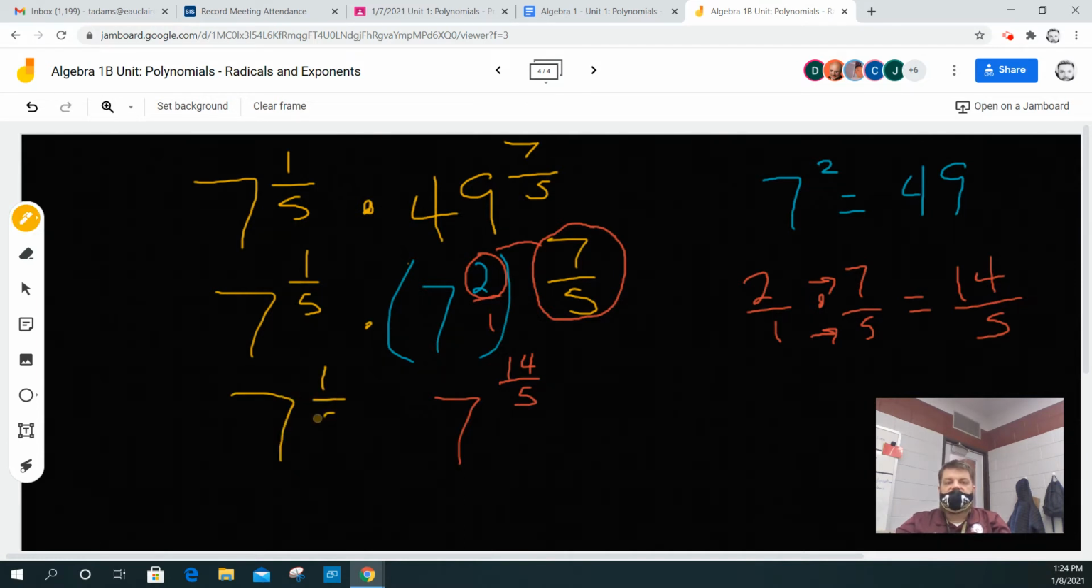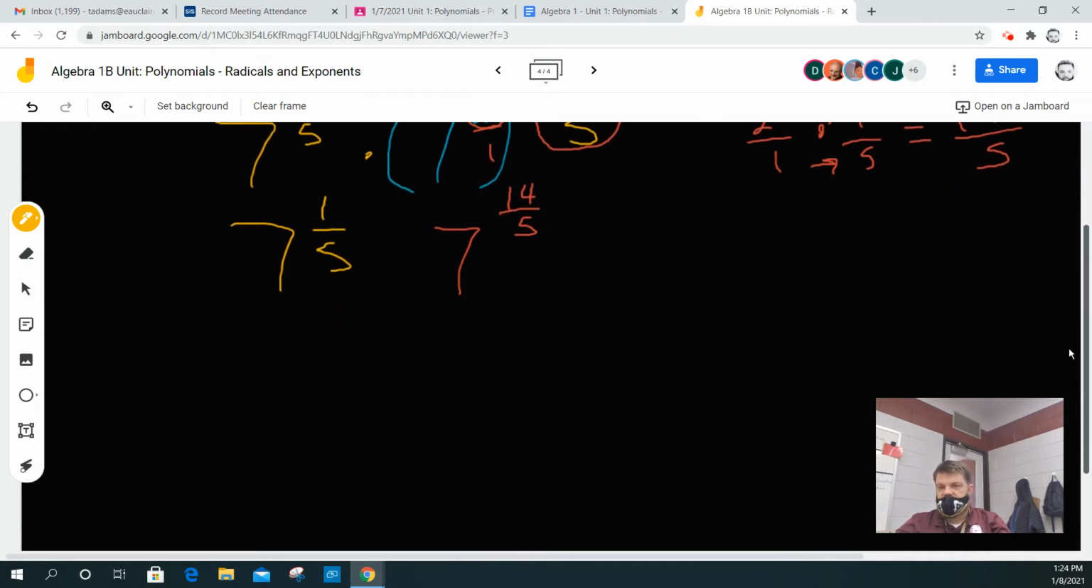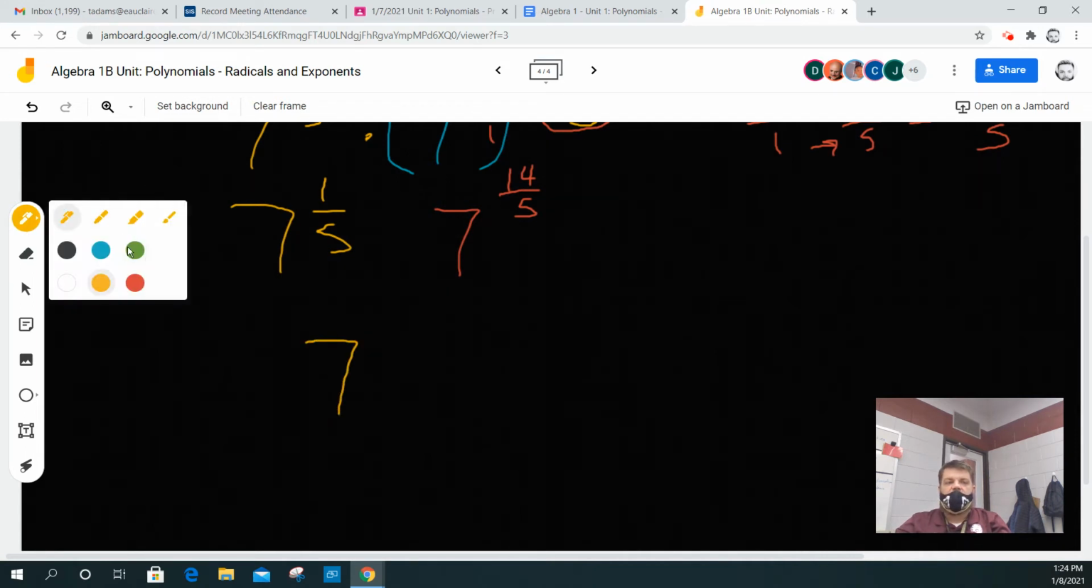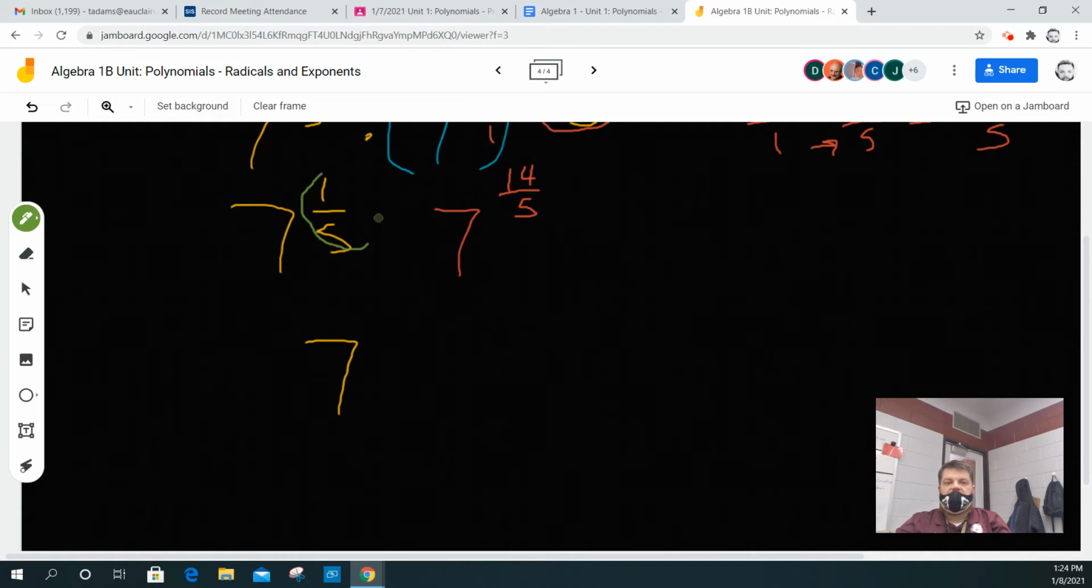But now, because I have the same base, which is 7, what do I do with the powers now? Well, I add them up, right? So I'm going to take 1/5 and I'm going to add that to 14/5. So I'm going to say 1 over 5 plus 14 over 5.